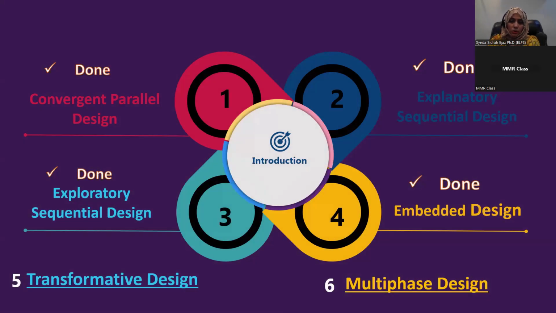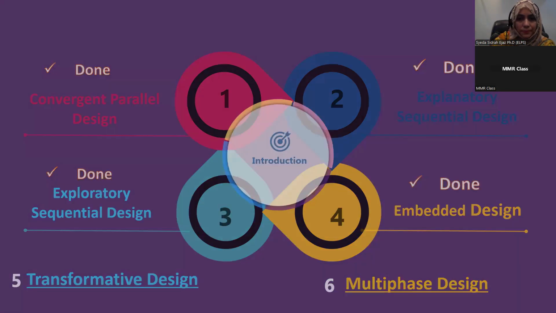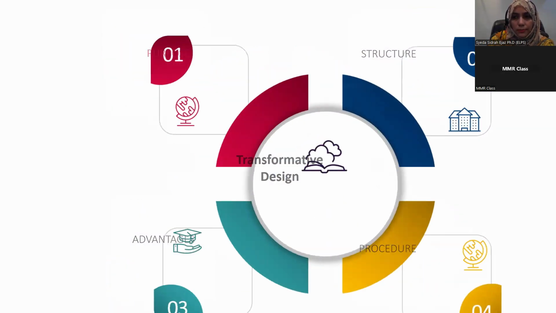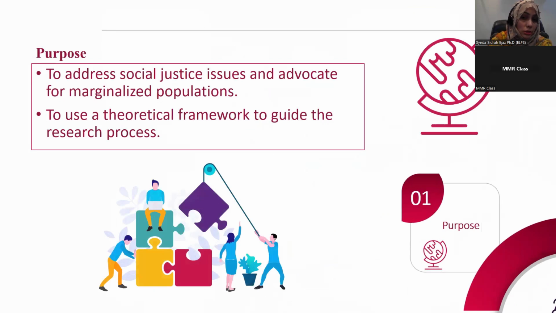Now we have covered the four core mixed method designs, and now we are moving to the transformative design. One thing about the transformative and the multi-phase design is that these two designs were specially designed by Creswell and Plano Clark in order to study more complex and different contexts. Now we'll see the transformative design. Its purpose is to address social justice issues and advocate for marginalized populations, to use a theoretical framework to guide the research process.